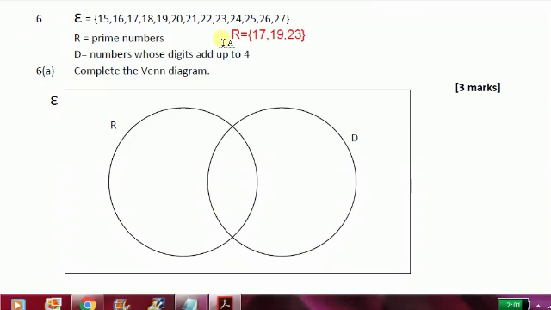Similarly, D, numbers whose digits add up to 4. So we've got to look for numbers where the two digits added together come to 4. No. 22, yes, 22, 2 plus 2 is 4. So that's okay, but that's the only one.